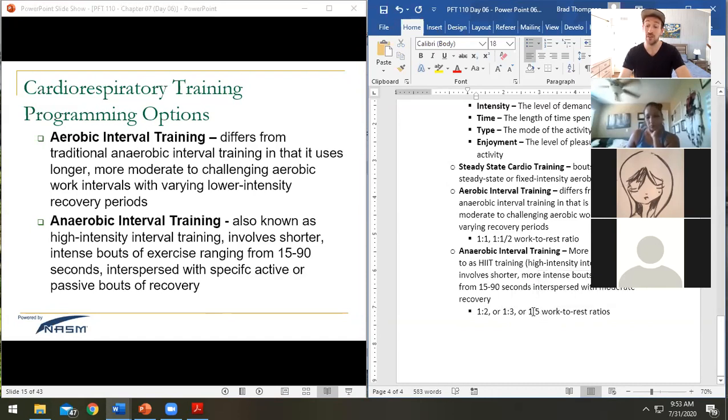If you're taking a 15-second work followed by a minute and 15 seconds of rest, that's pretty intense. You should be working as absolutely hard as you can in that 15 seconds. And that's just the difference here.